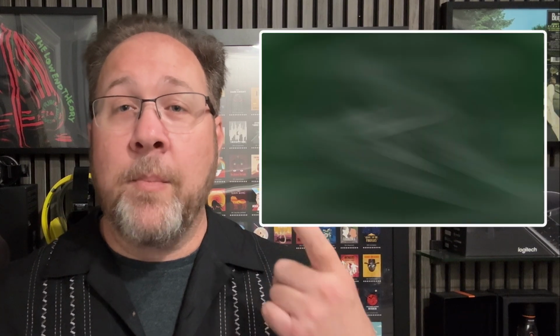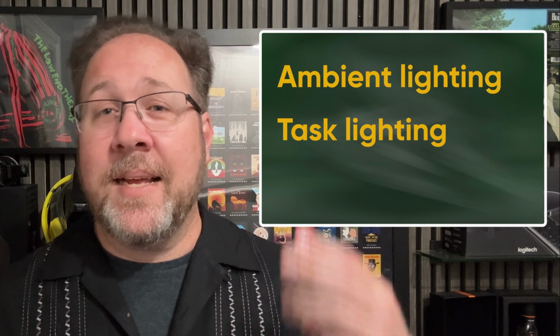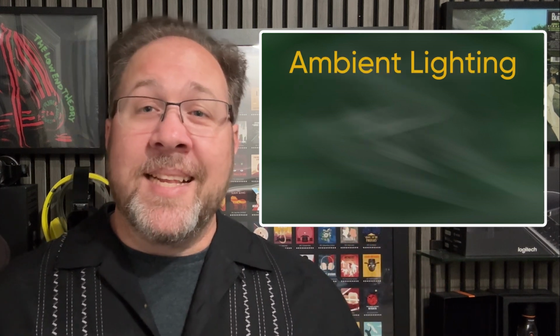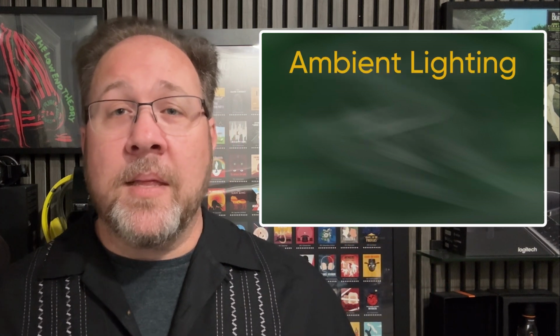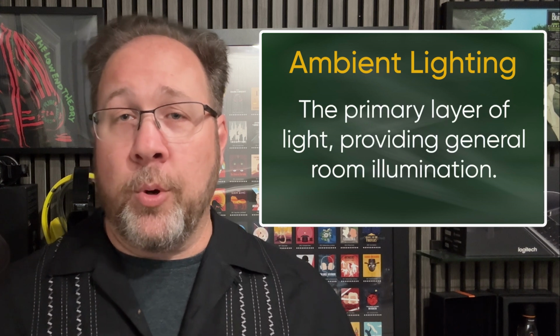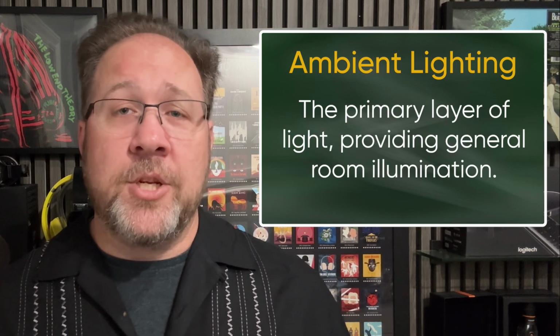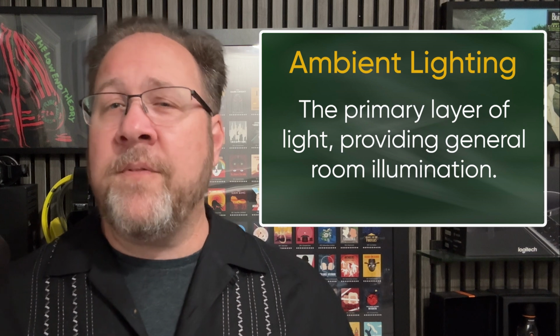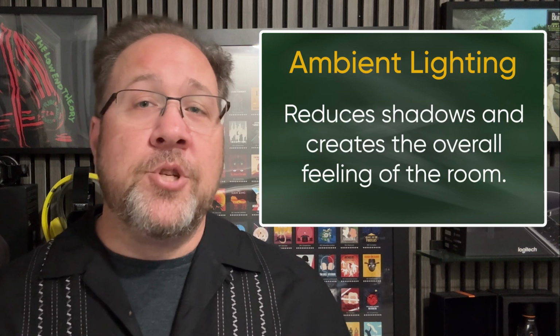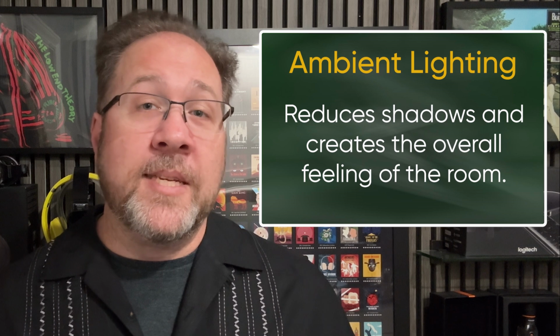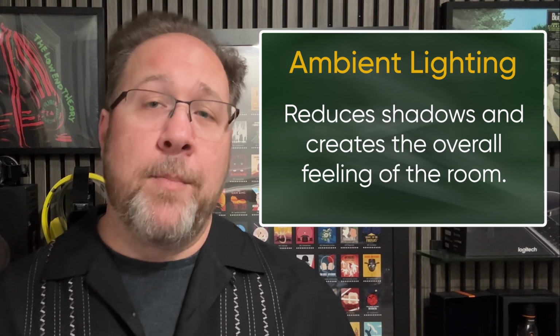Let's start with the basics of lighting design. There are three main types of lighting in a room: ambient lighting, task lighting, and accent lighting. First, let's define ambient lighting. Ambient lighting is the primary layer of light in a room. It provides overall illumination, making the space comfortable and visually appealing. It helps reduce shadows, creates a sense of warmth and coziness, and enhances the overall atmosphere.